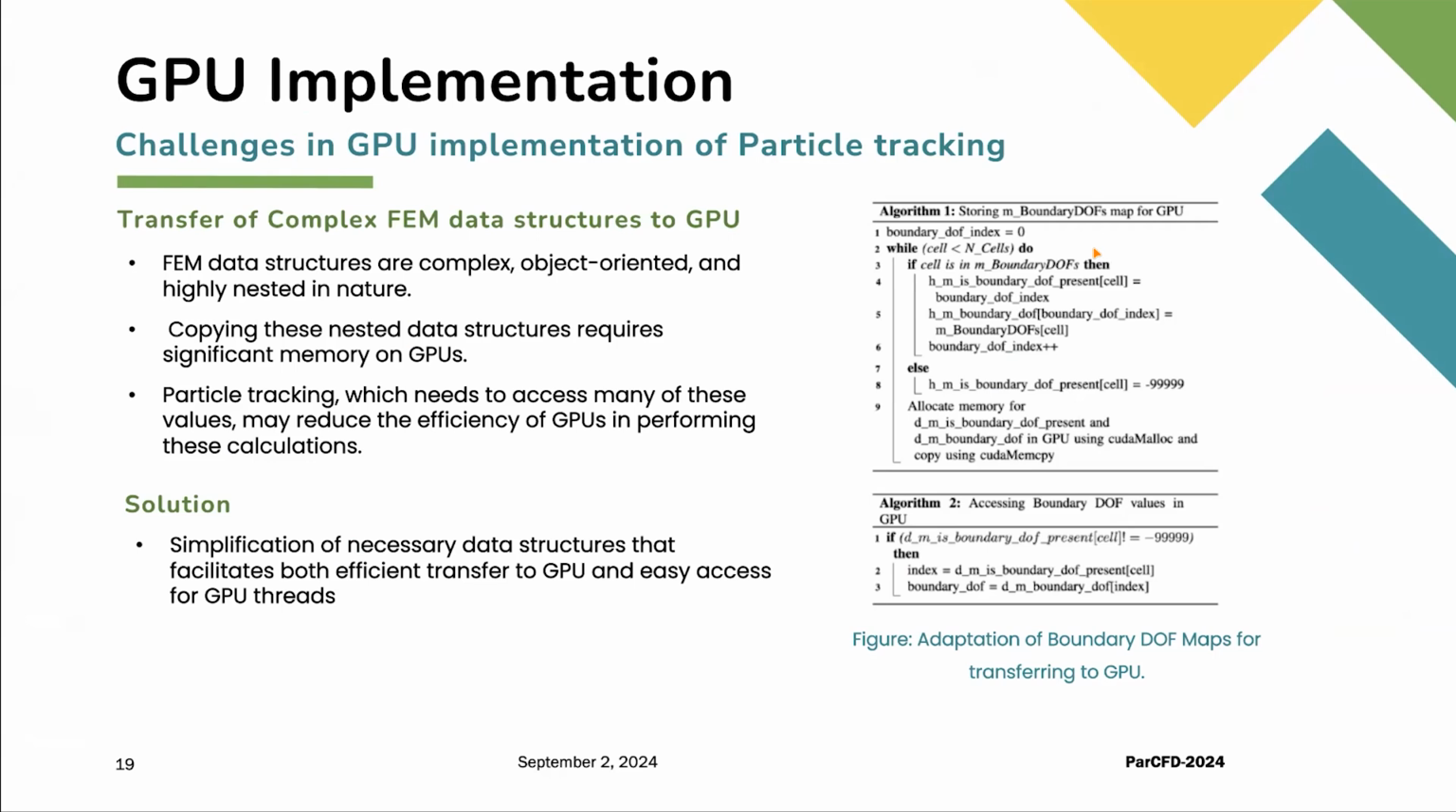So again, the first idea is to go through the data structures and get only the necessary data that needs to be taken from the CPU, transfer it to GPU, and then rewrite the FEM routines as CUDA kernels that can use these limited data structures to efficiently interpolate the particles within the GPU.